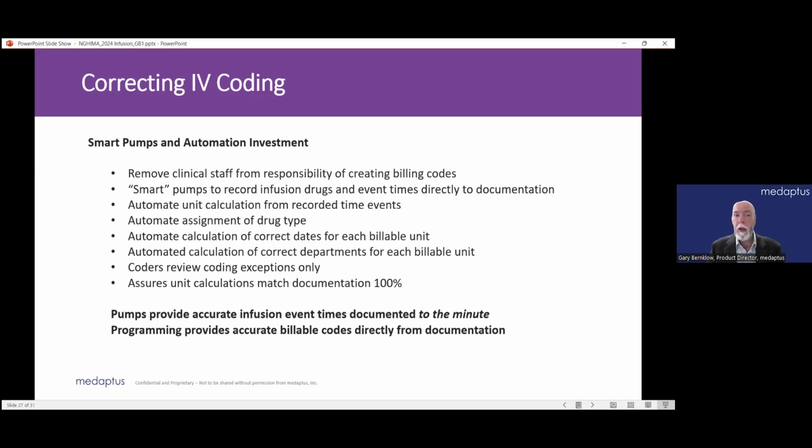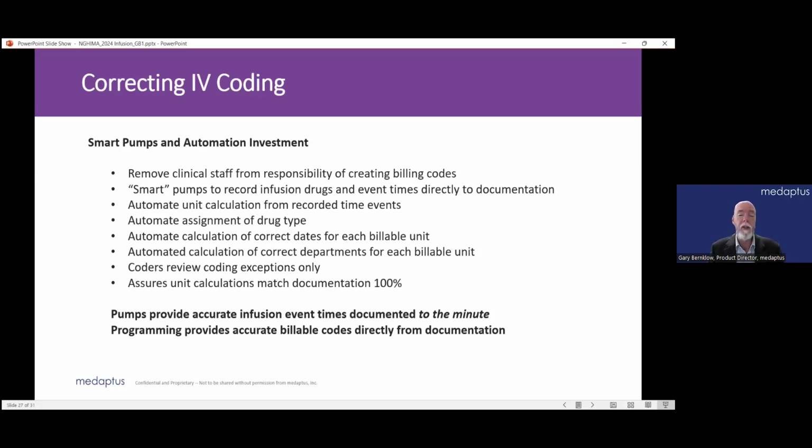There are some things you can do about it. You can correct your IV coding errors with a couple of steps. One is using smart pumps. If you're not familiar with smart pumps and how they work, smart infusion pumps have essentially a computer brain where you can enter in patient information and it will automatically send those start and stop times and any event documentation directly into the patient EHR for that patient's service.